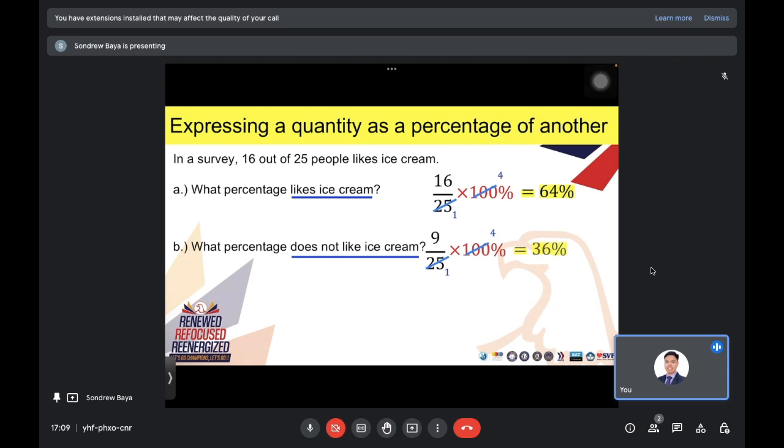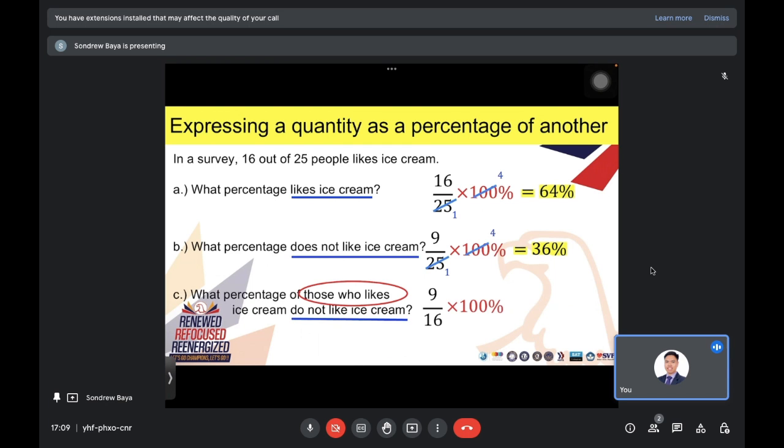Alright? Now, how about if the question is, what percentage of those who like ice cream do not like ice cream? So here, we're looking into how many do not like ice cream out of those who like. So the reference point here are those who like ice cream. And we are looking into the percentage of those who do not like. Okay? So this would be those who do not like out of those who like. And we know it's 9 out of 16.